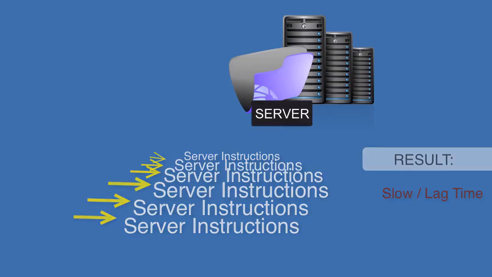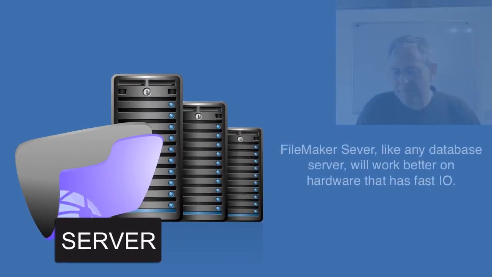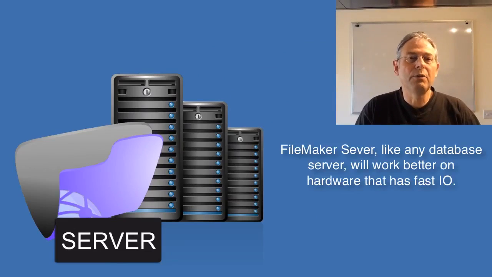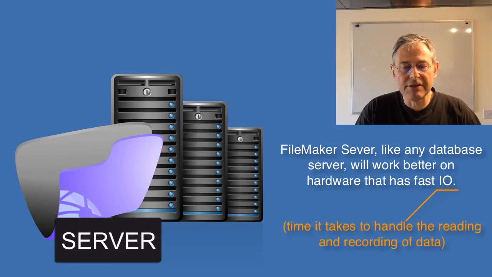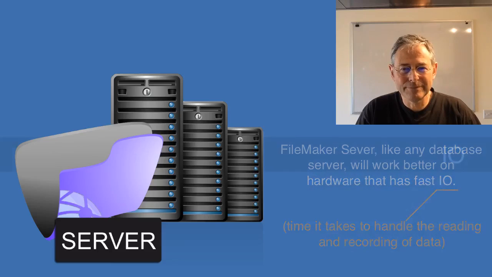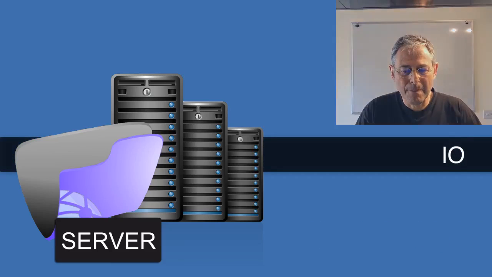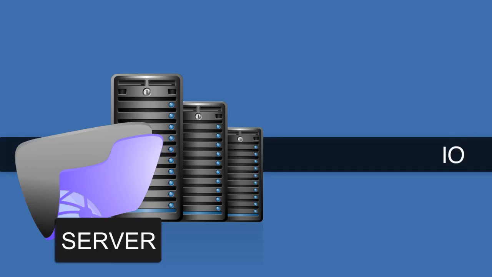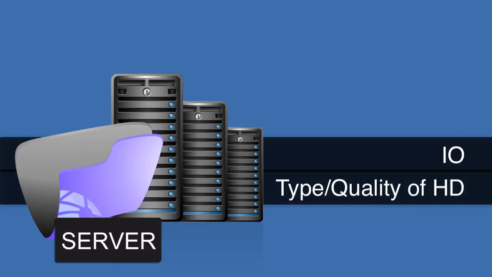It is worth pointing out, of course, that FileMaker Server, like any database server, is always going to work better on a hardware setup which has really fast I/O. That's in, out, or read-write. It's the time it takes to handle the recording and reading of data, which is also quite an important factor in this particular situation. Yeah, so we're talking about I/O for the most part. You're talking about 2 parts of the computer, but for the most part, it's the kind of drive, or the quality of the hard drive that's on there.